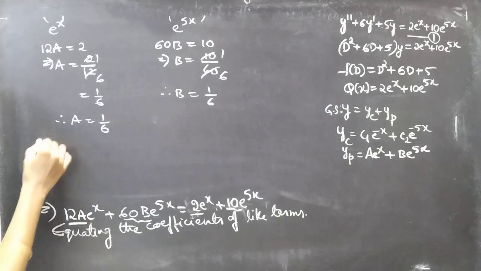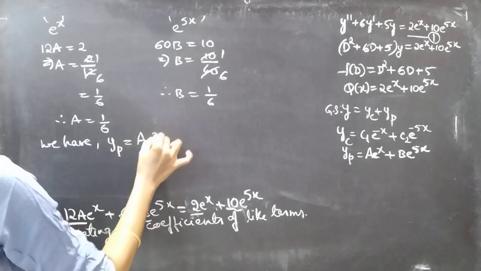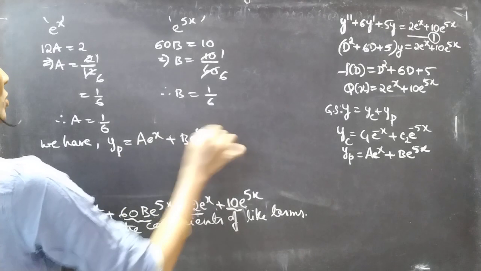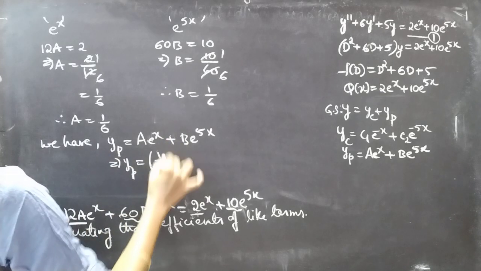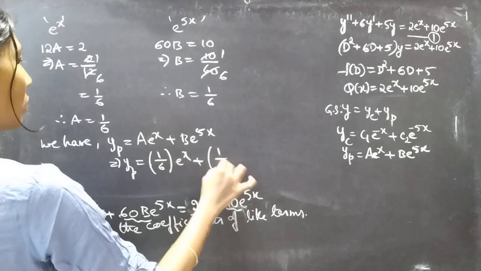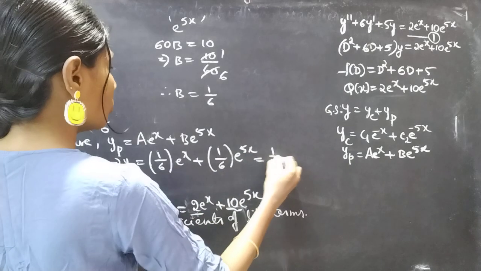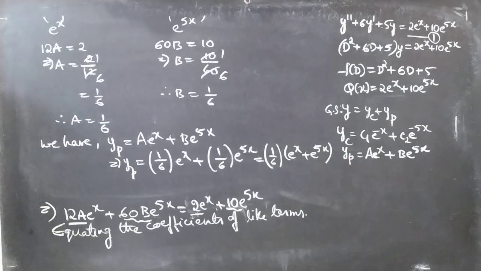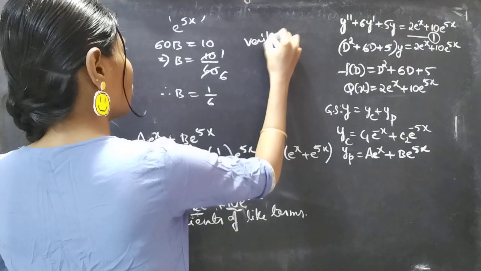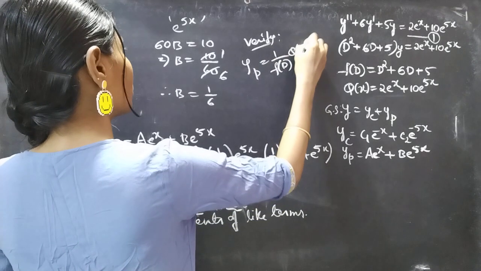Now coming to yp, we have yp equal to a e power x plus b e power 5x, right? This gives us yp equal to 1 by 6 into e power x plus 1 by 6 into e power 5x, or just take 1 by 6 common from these two terms. You will get 1 by 6 into e power x plus e power 5x. So we got yp now. You can verify yp using 1 by f of D into Q of x.